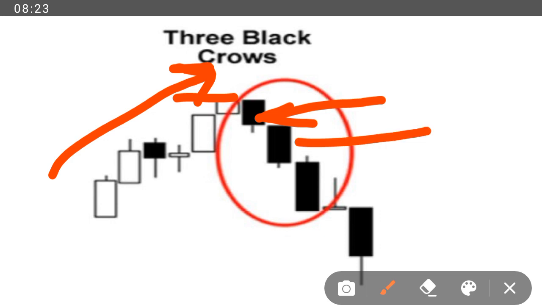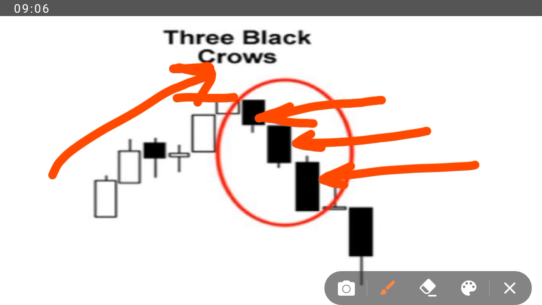Another one occurred, a bigger one with a small shadow. Then the third one happened, bigger than the second one. It has to be bigger than the second one to qualify as three black crows. So once this has happened, that means a reversal is possible. If you were buying before, it's time to take profit or close your trade and sell.